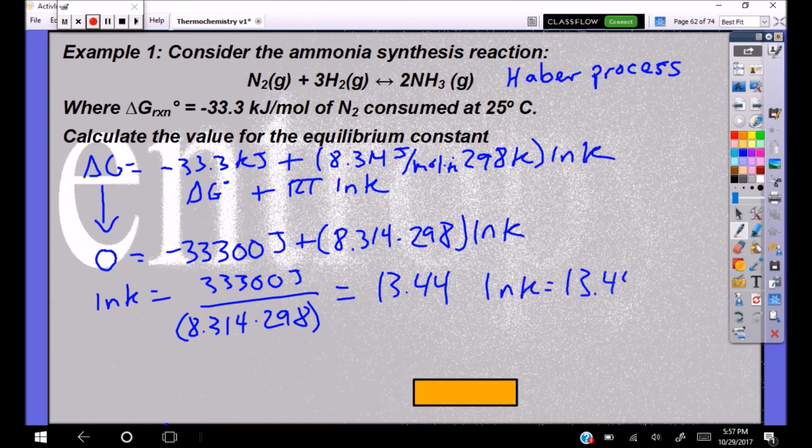So what do we need to do to solve for K? That's right, we've got to raise everything to the e. So e to the natural log of K, this cancels. We would get K is equal to, let me move that over here, K is equal to e to the 13.44.